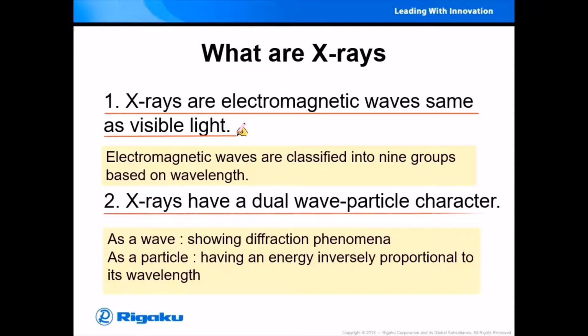Now I explain the dual wave-particle character. Electromagnetic waves can be considered as a wave motion in accordance with classical theory, and as a particle called a photon according to quantum theory. The wave motion shows diffraction phenomena, and each photon is associated with an amount of energy inversely proportional to the wavelength.